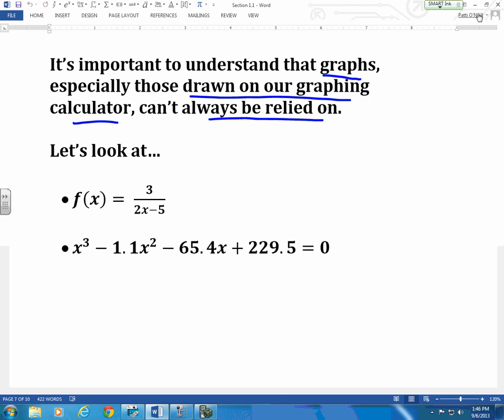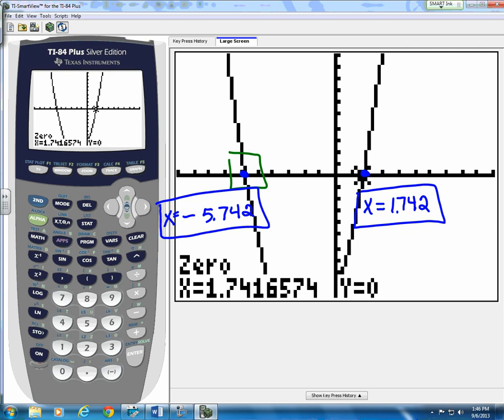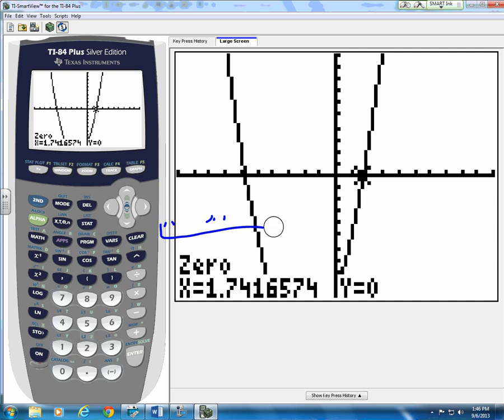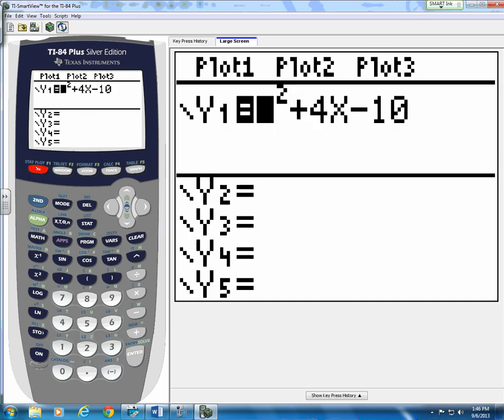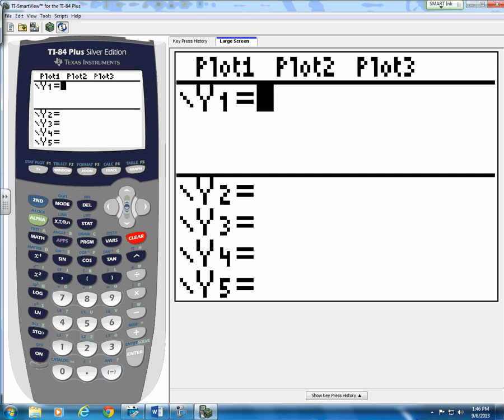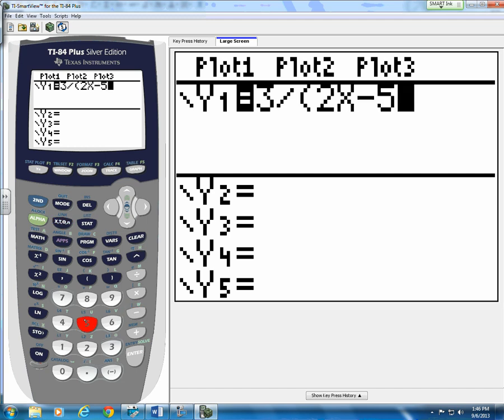So we're going to take a peek at 2 different functions. The first being, I'm going to bring up the calculator again. Let me erase what we had on here so we can have a clear screen. The first being this. Let me clear this out. 3 divided by, and I'm going to put the denominator in parentheses because there's more than one term, 2x minus 5. And I'm going to graph it.